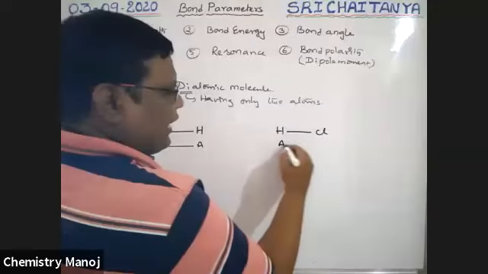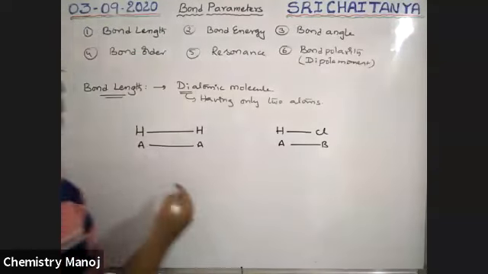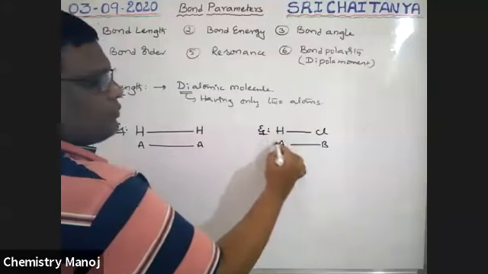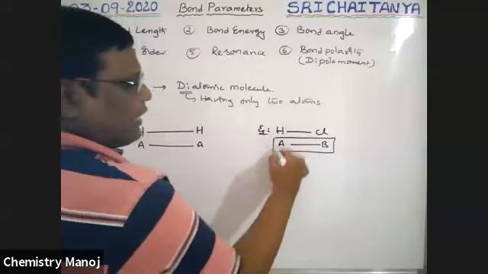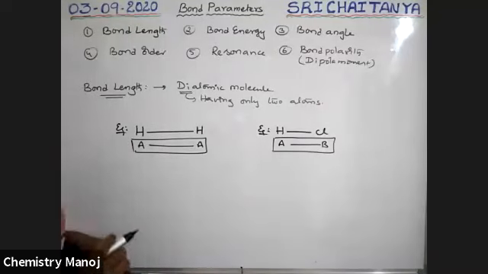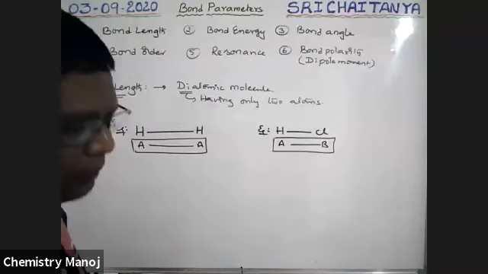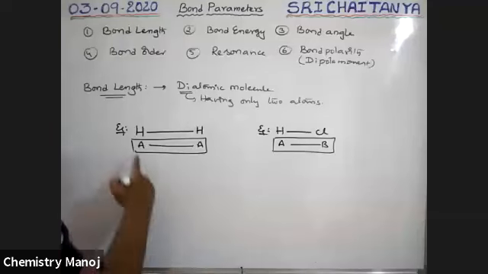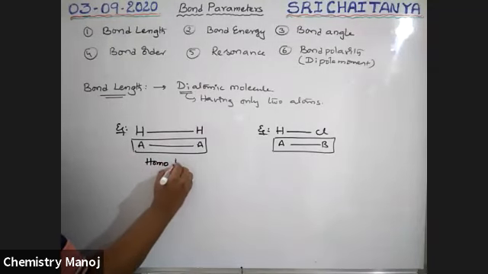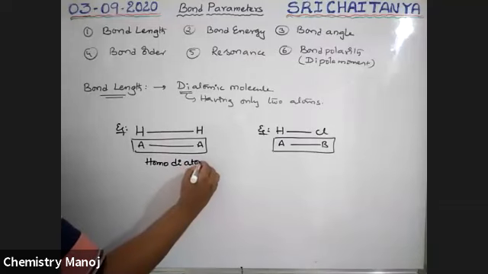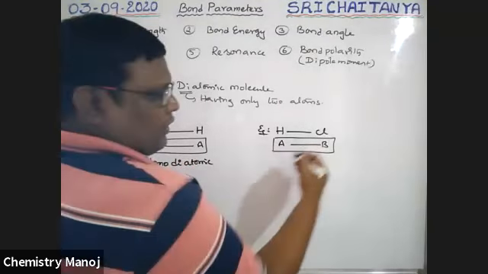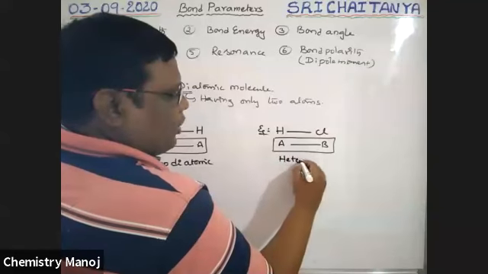Here we consider A with B, different atoms. This is the example for that one. For AB type molecule, HCl. For AA type molecule, H2. Here it is a bond present between two similar atoms, that is homodiatomic molecule, boys. It is between different atoms, that is heterodiatomic molecule.